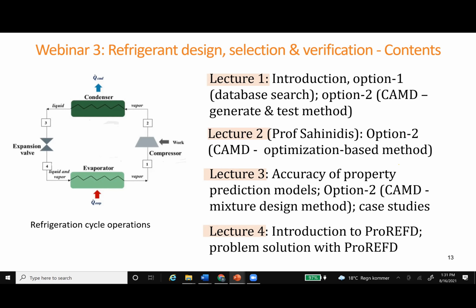Then lecture 3, I will go back and I will discuss a few more issues like the accuracy of the property prediction models. The option 2, we talked about in lecture 1 and 2, mainly pure molecules, single molecules, but refrigerants can also be mixtures. So we will also discuss mixture design, and I will show you some solutions from case studies. And then lecture 4 will give an introduction to the software, and one by one it will show and demonstrate the solution of different problems with the software.